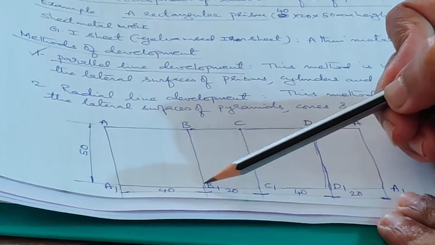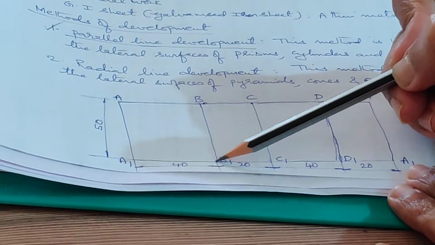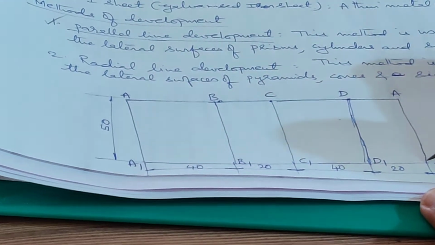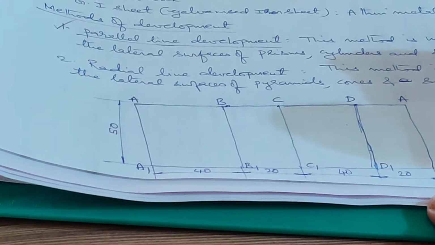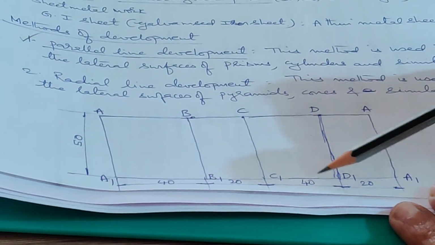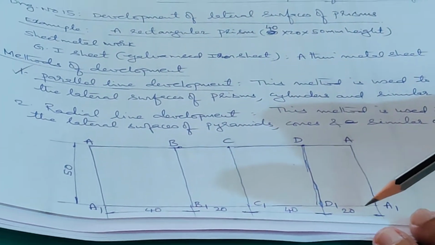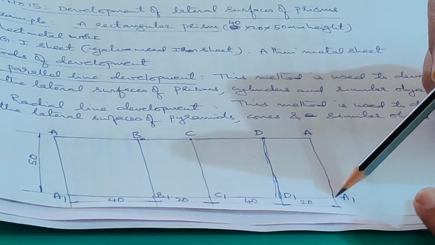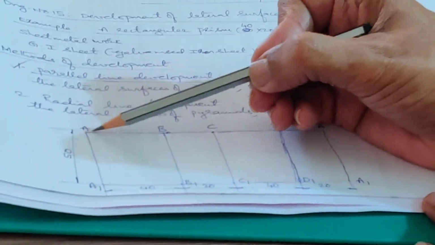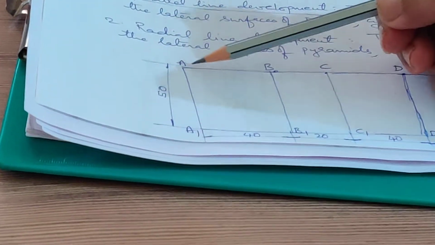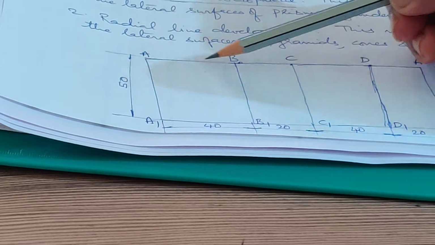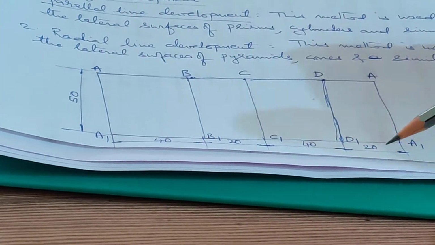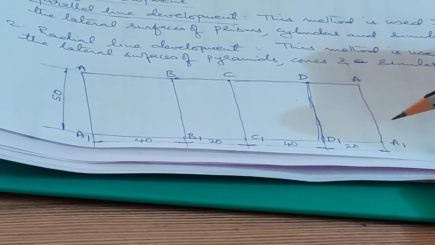This is base edge 40. After that I have put base edge 20, then again 40 and again 20. So the total length of the development will be 2 into 40, 80, plus 2 into 20, 40. 80 plus 40, 120. 120 will be the length of the development. And then the height of the prism, which is given as 50, is taken here. So this is what is called the development of the lateral surface of the rectangular prism.